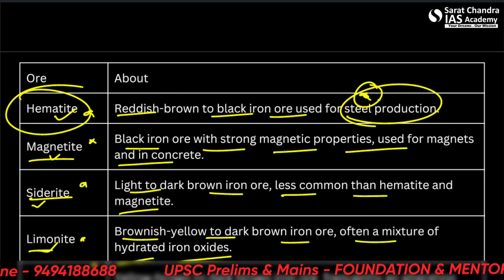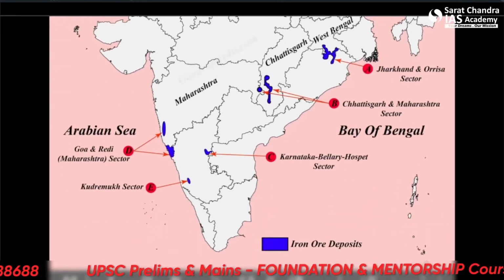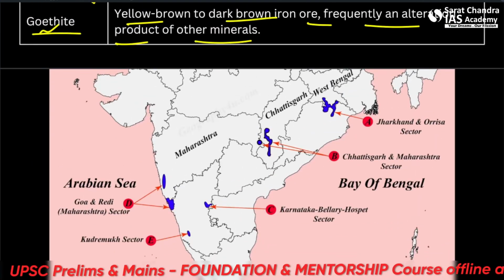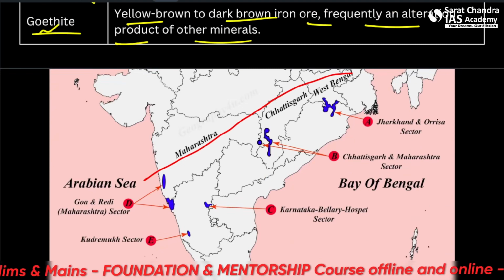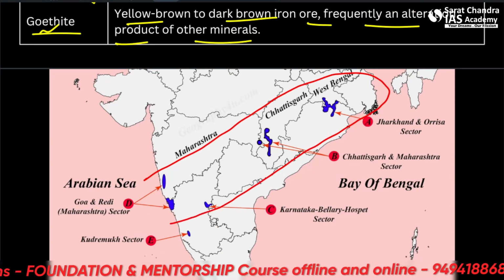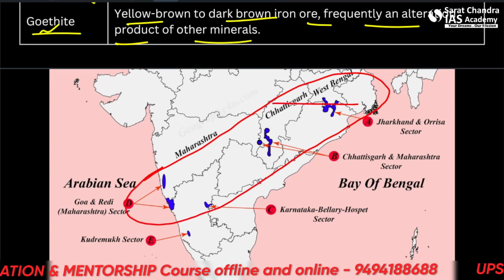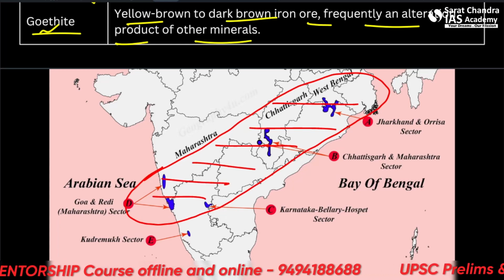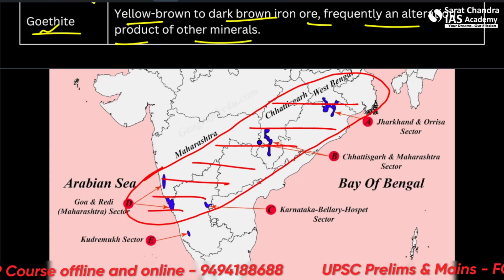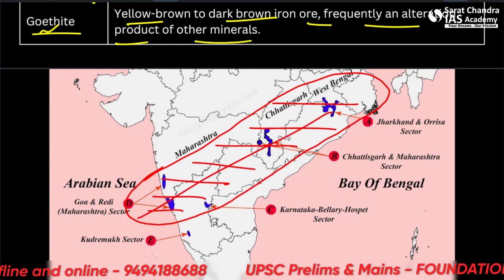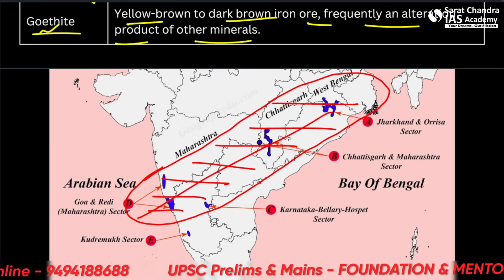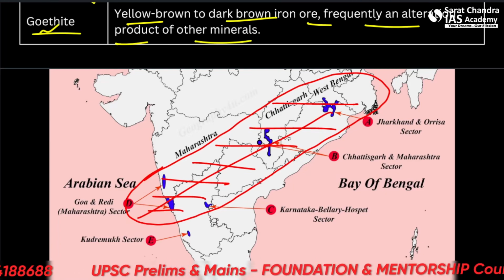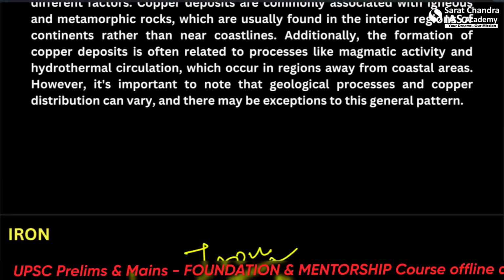Let's see now the mapping of the iron. So where is iron found? Mostly in this sector. Alright, so we are talking about the lower part of central India, we can say, and in an oblique manner. So please remember all these things. Why I am focusing again and again on the mapping is because it's very, very important to map these things.